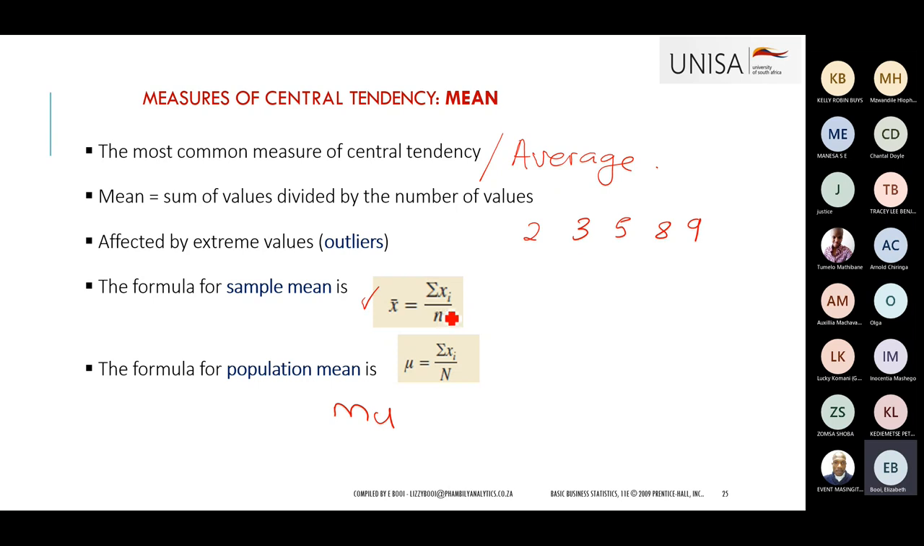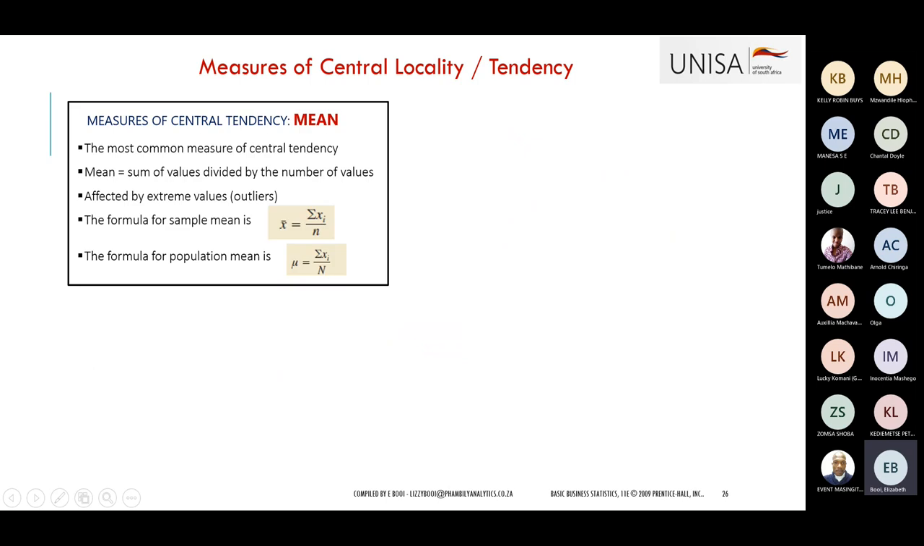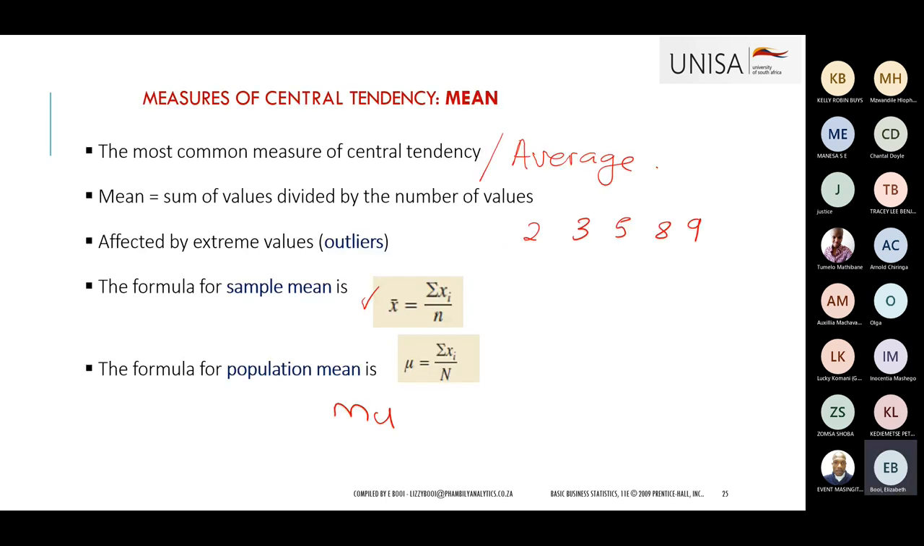One is with the small letter n and the other with the capital letter N. One is represented by an X with a bar on top, which is X bar, and the other one is represented by a mu. Always remember, for the sample statistics, we always use normal letters that we know. You will notice when we do measures of variation, we'll also introduce some Greek letters and normal letters. For the sample, we always use normal letters that you know, X, S, like that. For the population, we always use Greek letters like the mu.